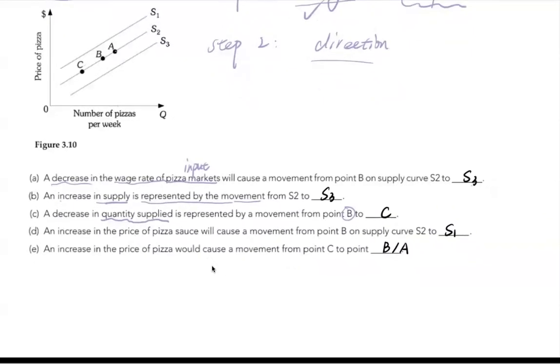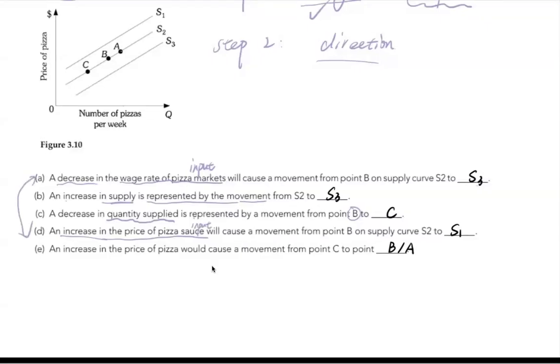Okay, and similarly, the price of pizza sauce increases. Also, this is the input price, but this is just the opposite direction, because for A, it is a decrease in input price. For D, this is an increase in the input price. So it's just from S2 to S1. For A, it's from S2 to S3.